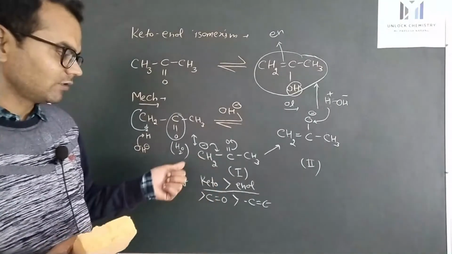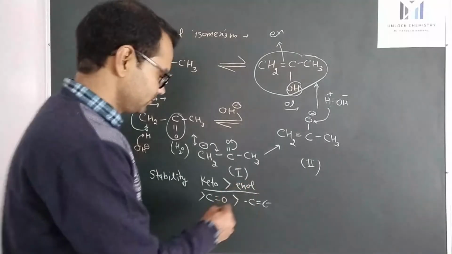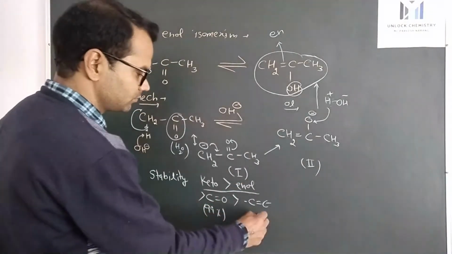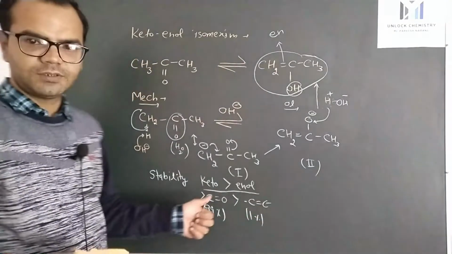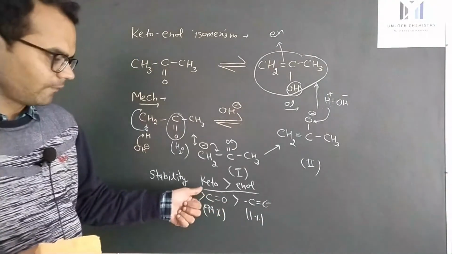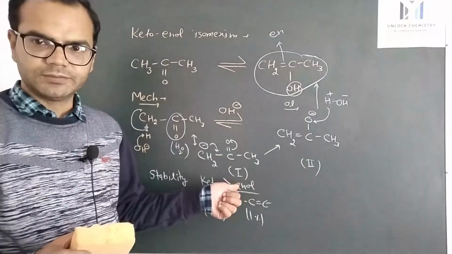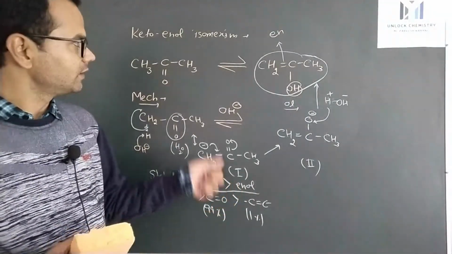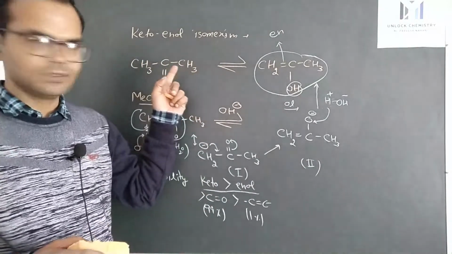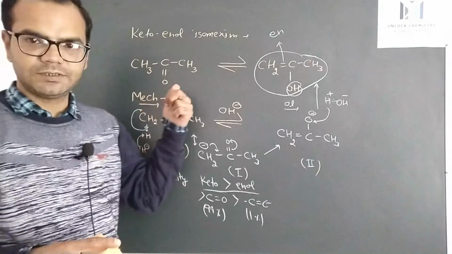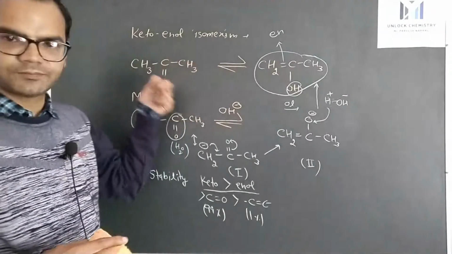If we compare their quantity, 99% keto form is formed and 1% enol, but they remain in dynamic equilibrium, right? This is keto-enol isomerism. We can understand one more example with respect to the aldehyde group. This is a ketone.